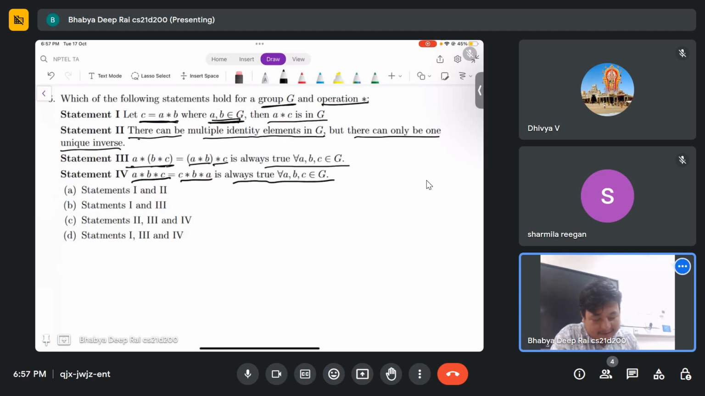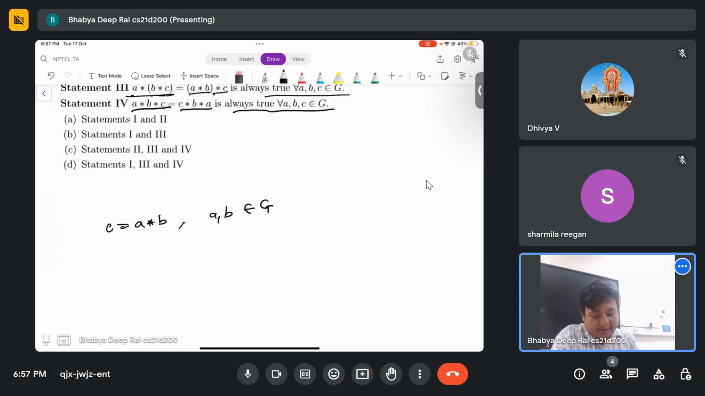You're told that C equals A star B and A, B is in G. So we know that G is a group, so we know that it is closed, which means multiplying elements within the group will give you another element in the group itself. So multiplying A and B gives you C, but C should be in G because of the closure property.